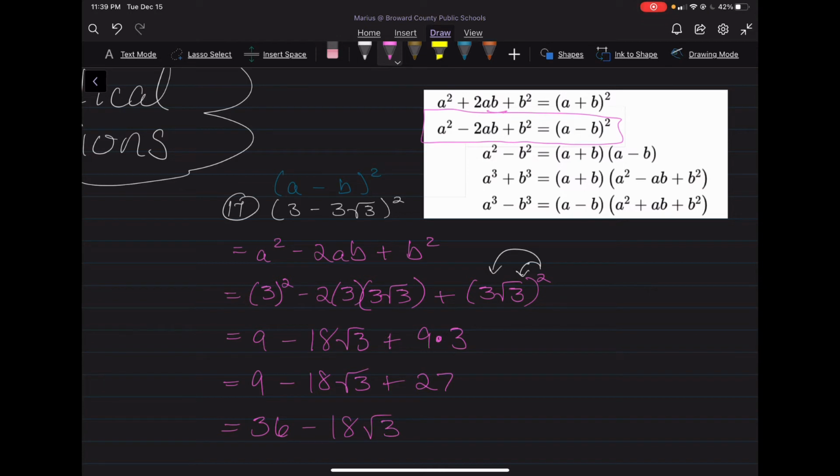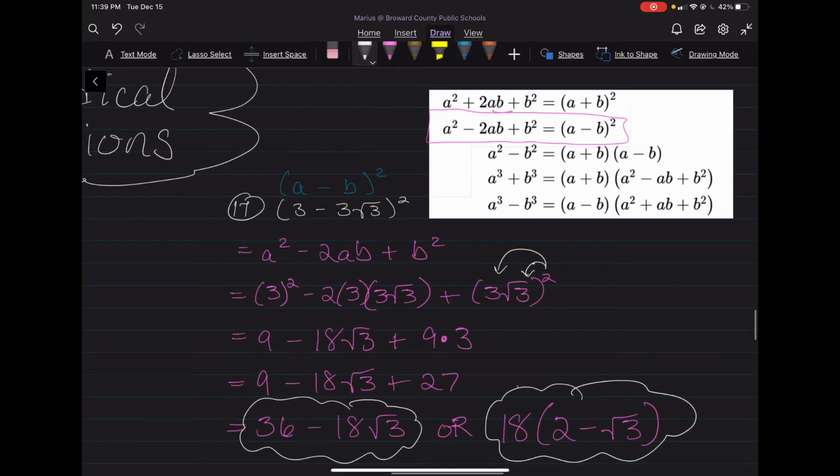Now, the only other way they could possibly write this answer is to factor out the 18, because 36 and 18 both have a greatest common factor of 18. So you can do 18 times 2 minus the square root of 3. So both of these would suffice as a final answer.